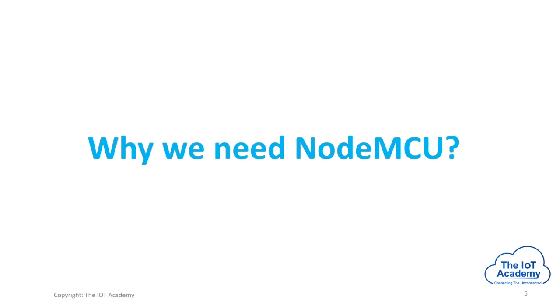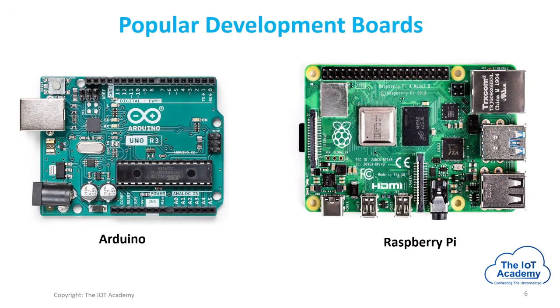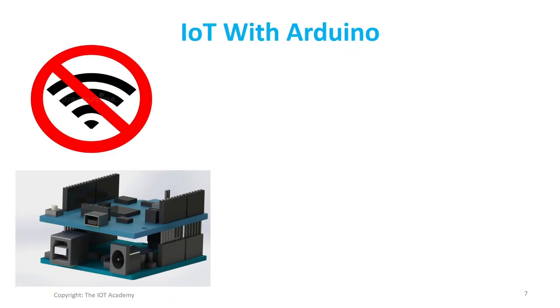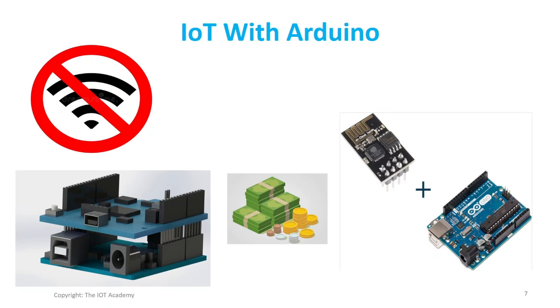So why we need NodeMCU? There are some popular development boards available in the market, that are Arduino and Raspberry Pi. When we do IoT with Arduino, there is no Wi-Fi shield. So for this we have to purchase the Arduino Wi-Fi shield along with the board, and there is another option: you can integrate Arduino with ESP01. So what is the problem here? There is a lot of cost of this hardware. You have to purchase two hardware, one Arduino and the second is Wi-Fi shield or maybe ESP01.